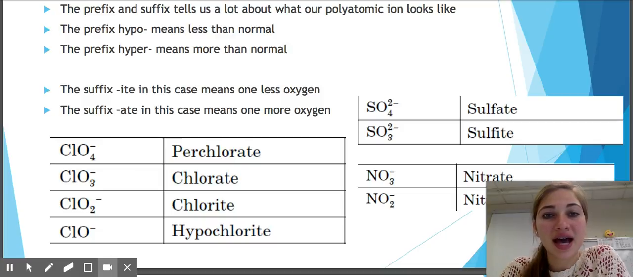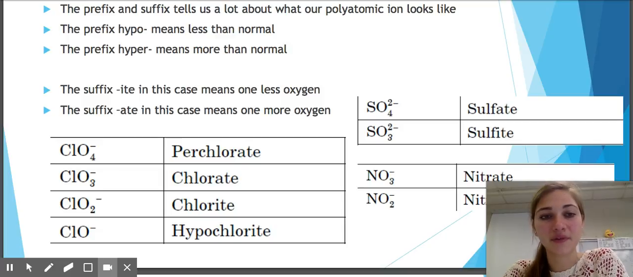Now we said that the ITE ending means one less oxygen. So we're talking about one less than whatever the ate was. So the ate was O3. So that means our ite ending will be O2. We said hypo means less than normal. So hypo goes along with the ite. So we're talking about one less oxygen than the ite format. So the ite is O2. So the hypo-ite is going to be just 1.